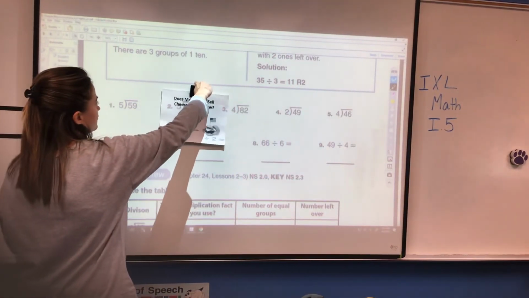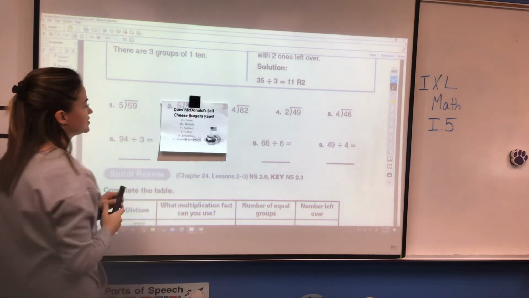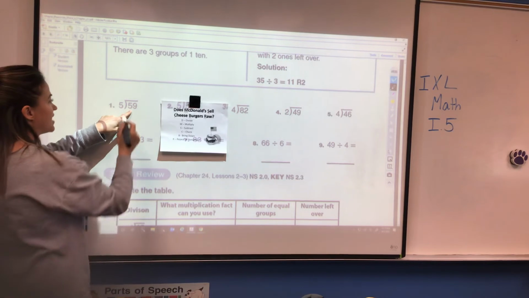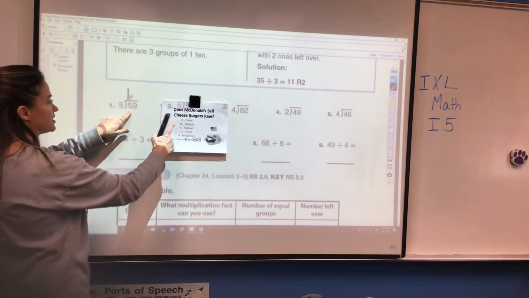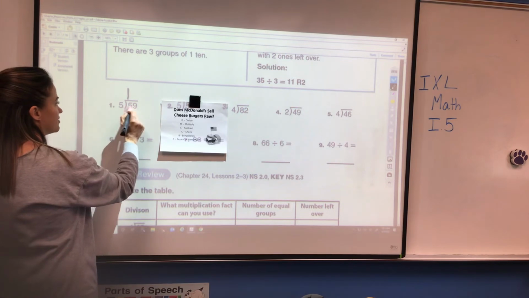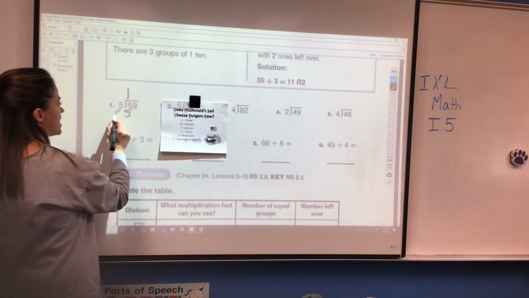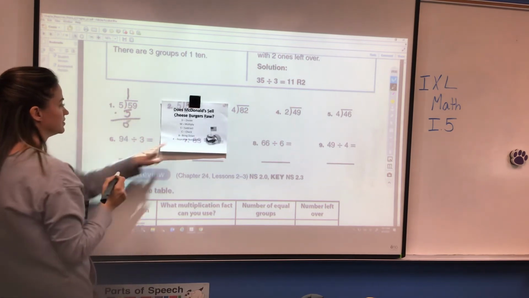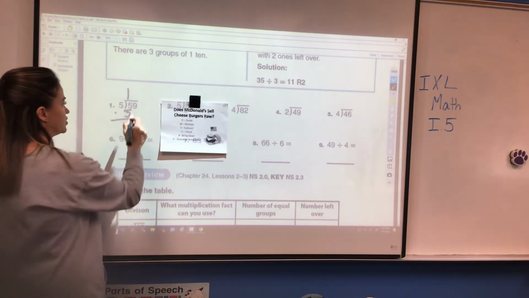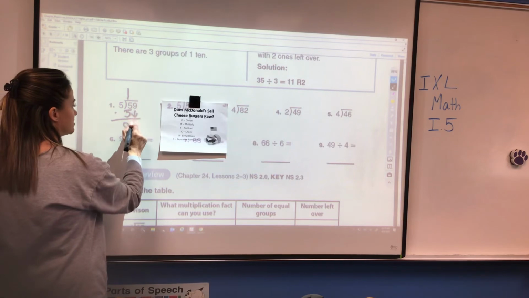First step that we have is to divide. So 5 divided into 5 will go 1 time. Next step will be to multiply. 1 times 5 is 5. Next we're going to subtract. 5 minus 5 is 0. And then you're going to check, can 5 go into 0? No, it can't. So you need to go ahead and bring down your 9.